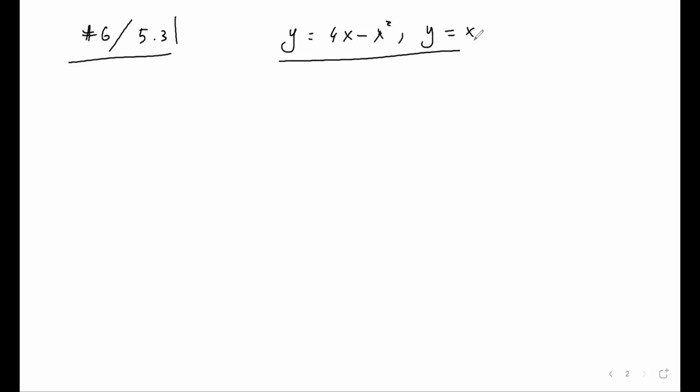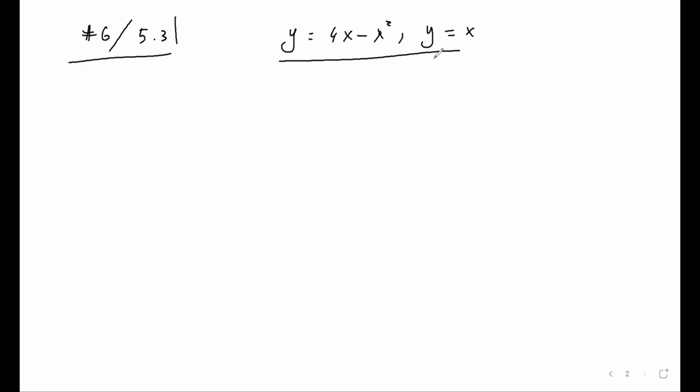So number 6, hopefully we're going to be able to keep a connection here. Number 6 of 5.3 is the following question. We have the curves y equals 4x minus x squared, and the other one is y equals x. So we got these two curves, and again, we want to spin about the x-axis.